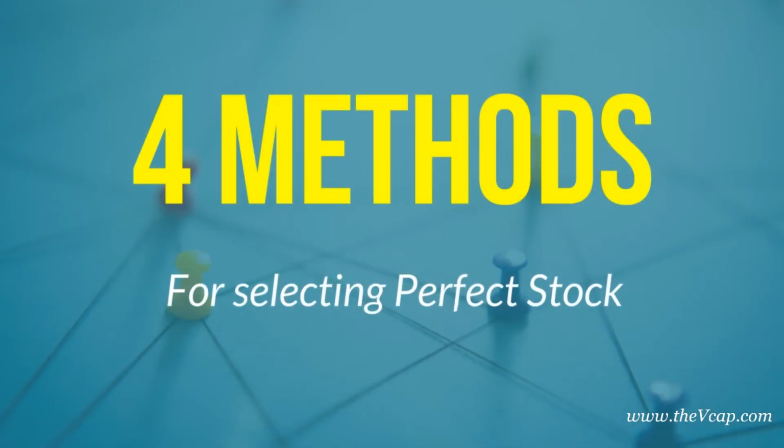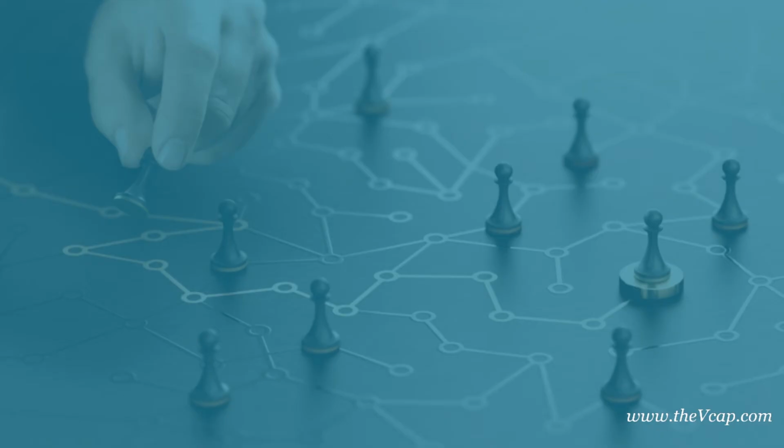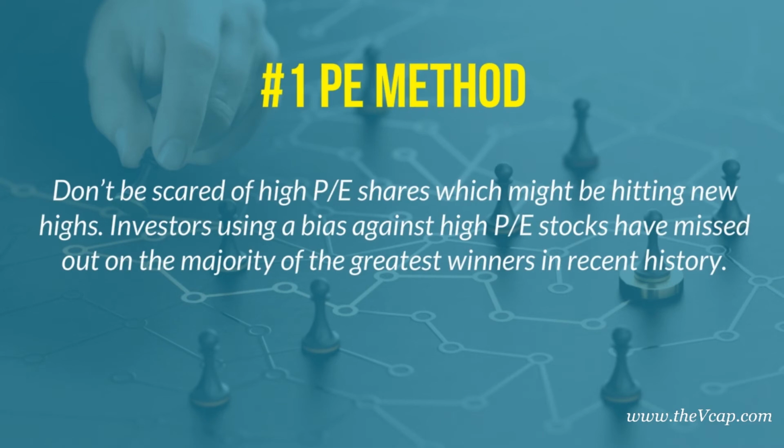4 methods for selecting perfect stock. PE method. Don't be scared of high PE shares which might be hitting new highs. Investors using a bias against high PE shares have missed out on the majority of the greatest winners in recent history.